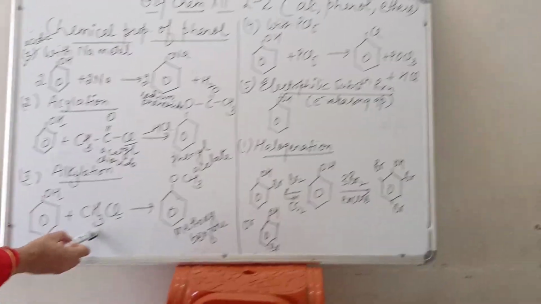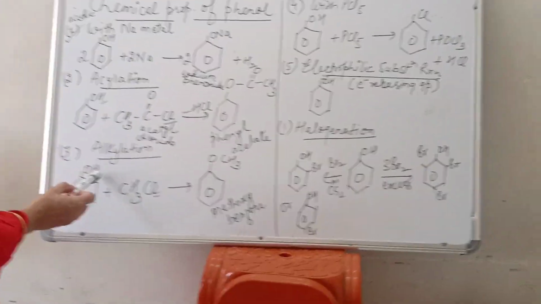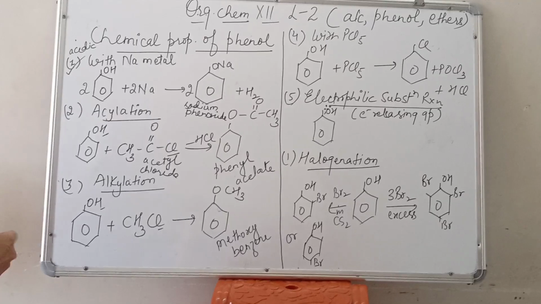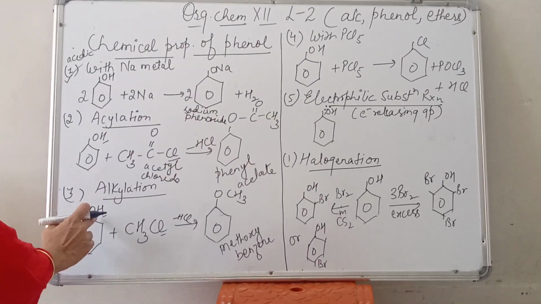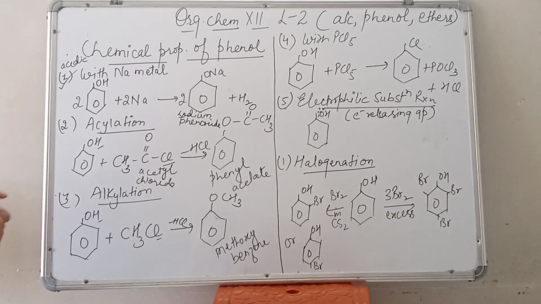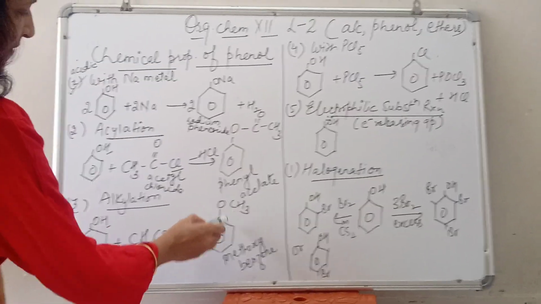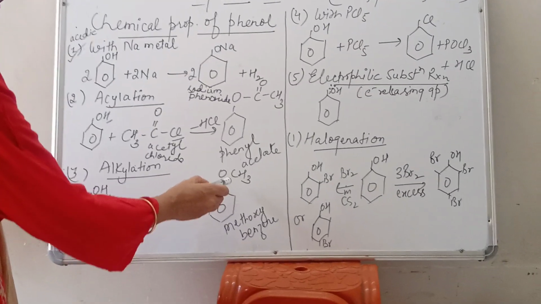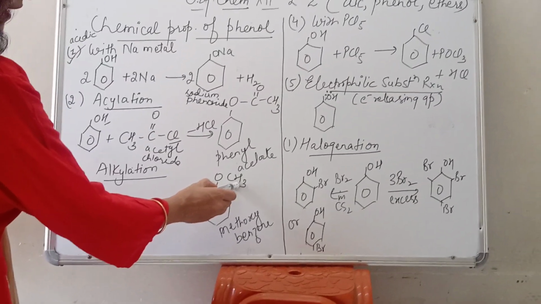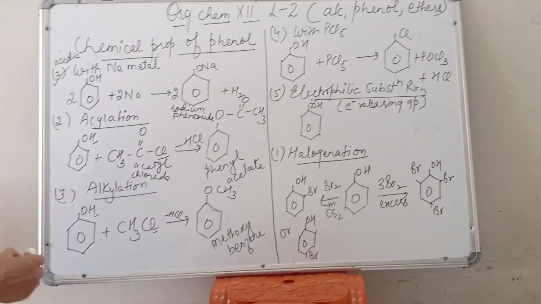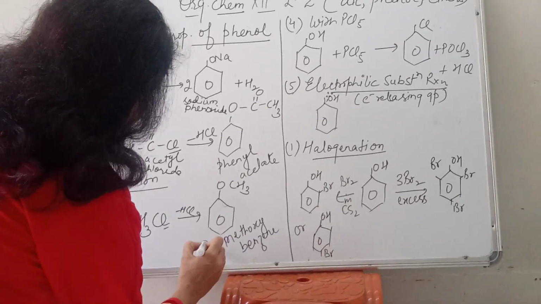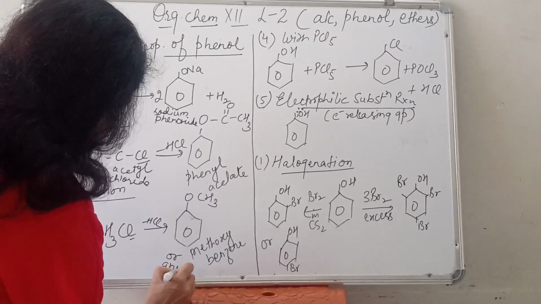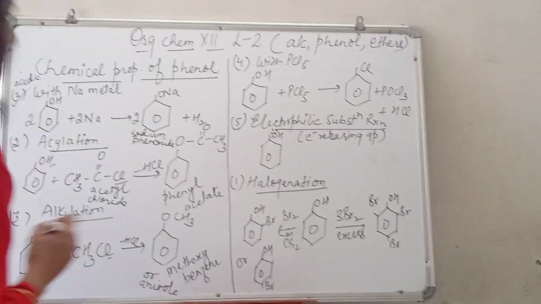Phenol reacts with haloalkanes, alkyl halides. Again here H and Cl will eliminate as HCl. So what happens? This CH3 will be attached here and alkoxy group, methoxy group is attached here. What is alkoxy group? OR. R is here alkyl group. So here it is methoxy group. It is known as methoxybenzene and its common name is anisole. And anisole preparation and properties we will do later on. It is in syllabus, anisole.